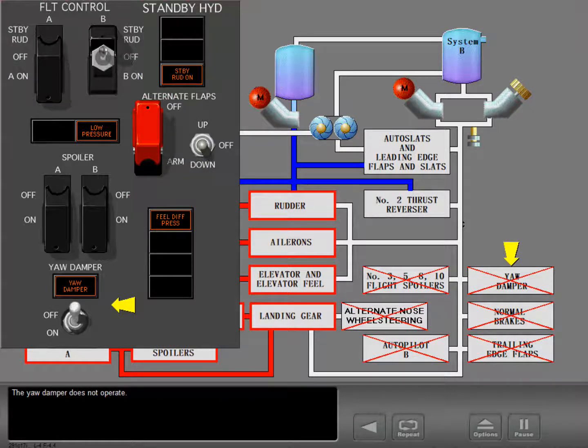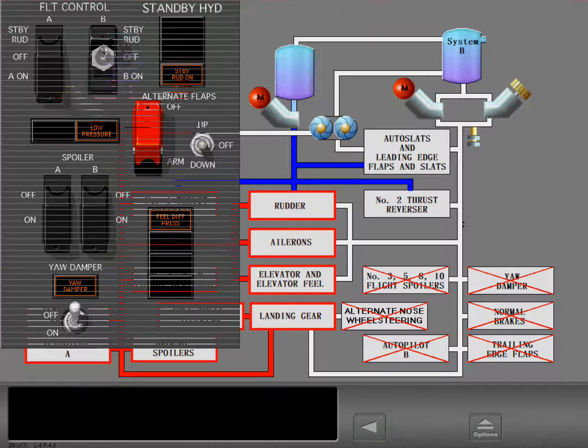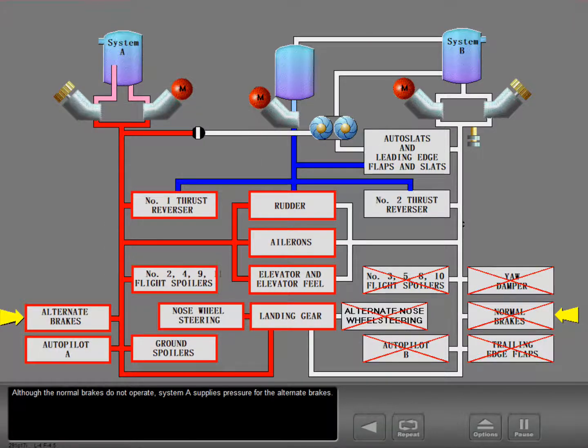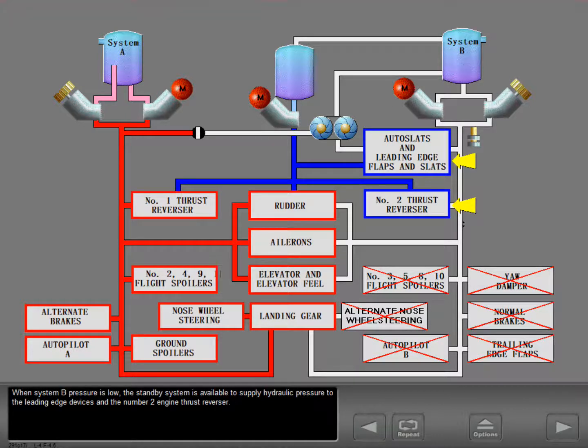The yaw damper does not operate. Although the normal brakes do not operate, System A supplies pressure for the alternate brakes. When System B pressure is low, the standby system is available to supply hydraulic pressure to the leading edge devices and the number 2 engine thrust reverser.